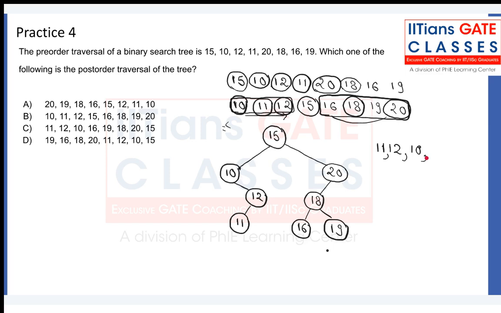This is a subtree again. Left subtree, it's a subtree again. So 16, 19, 18, 20, 15. Is there an option? 10, 16, 19, 18, 20, 15. Option C is the right answer.